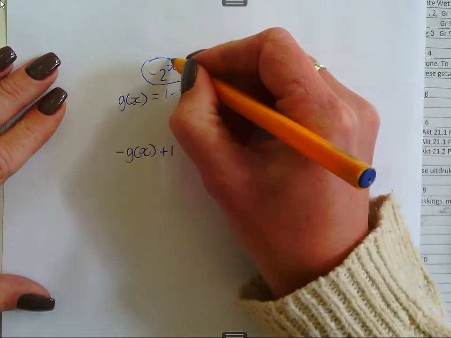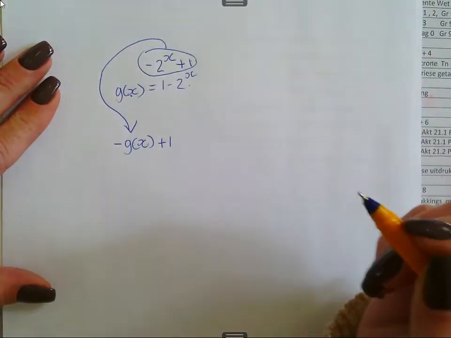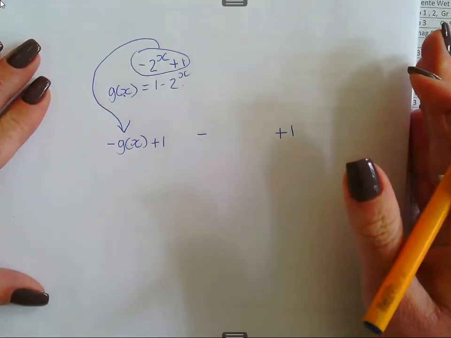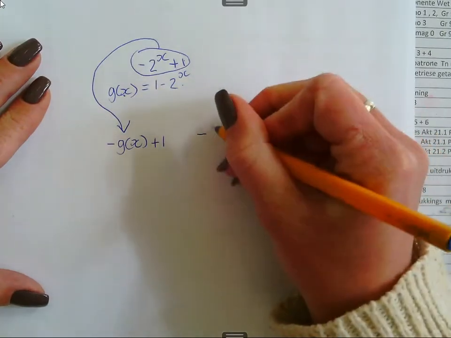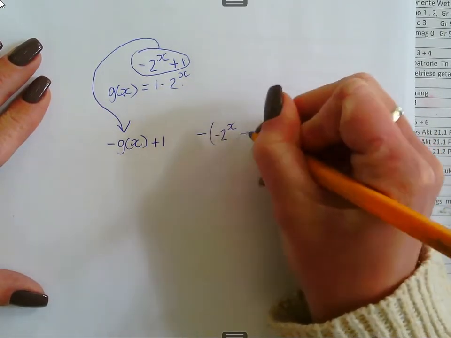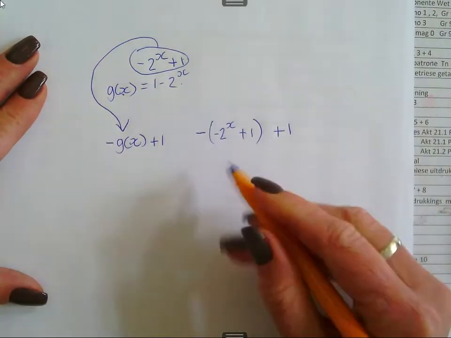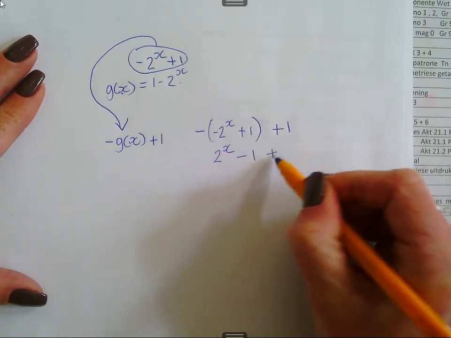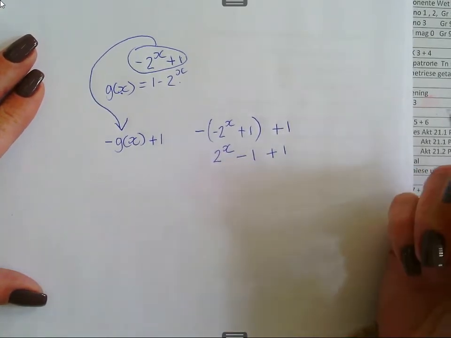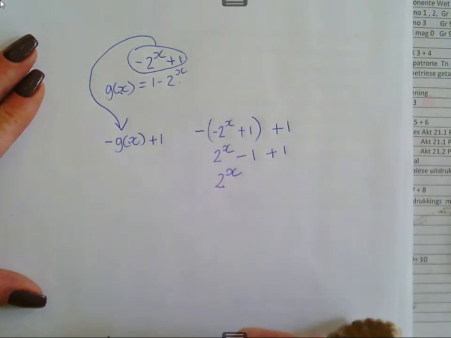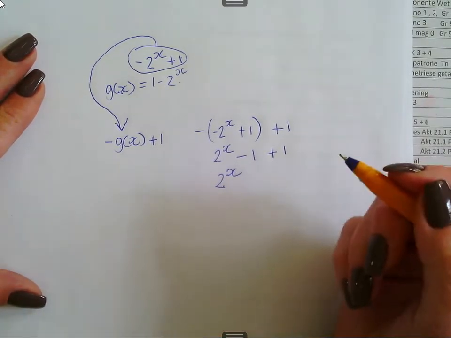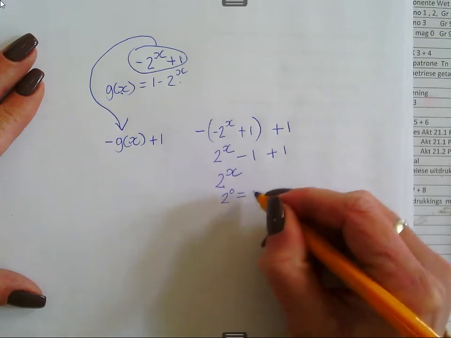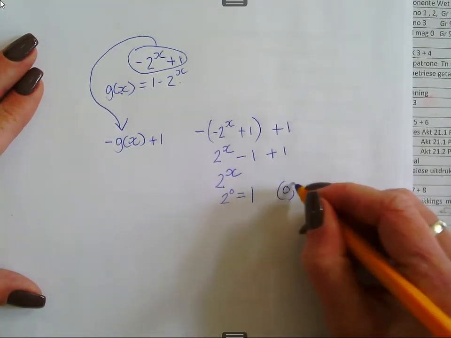But I can take this thing and put it in the place of g of x. So the negative remains and the plus 1 remains. That's what they're adding to it. You just have to put in g of x. And g of x is negative 2 to the power of x plus 1. So all that negative does is it makes this one positive. It makes this one negative. And then minus 1 plus 1 is gone. So my equation is 2 to the power of x. Now they're asking for the y-intercept. The y-intercept is where x is 0. So 2 to the power of 0 is equal to 1. So my y-intercept is 0 and 1.